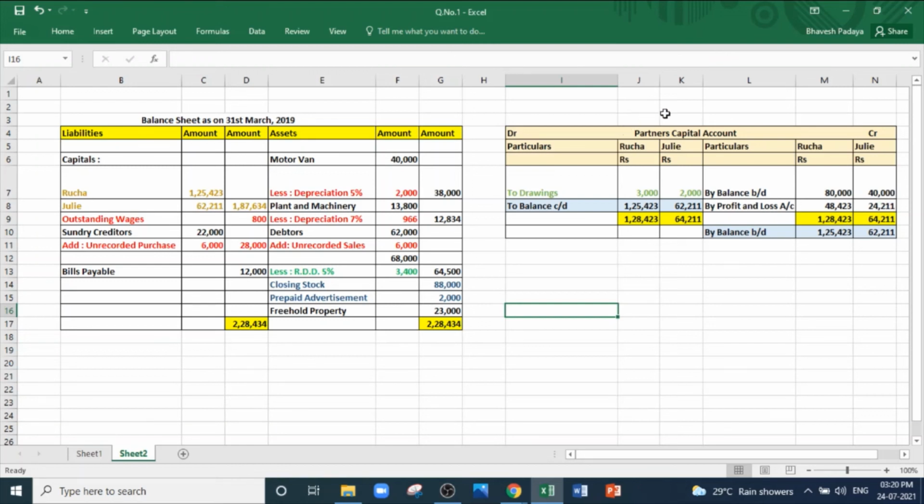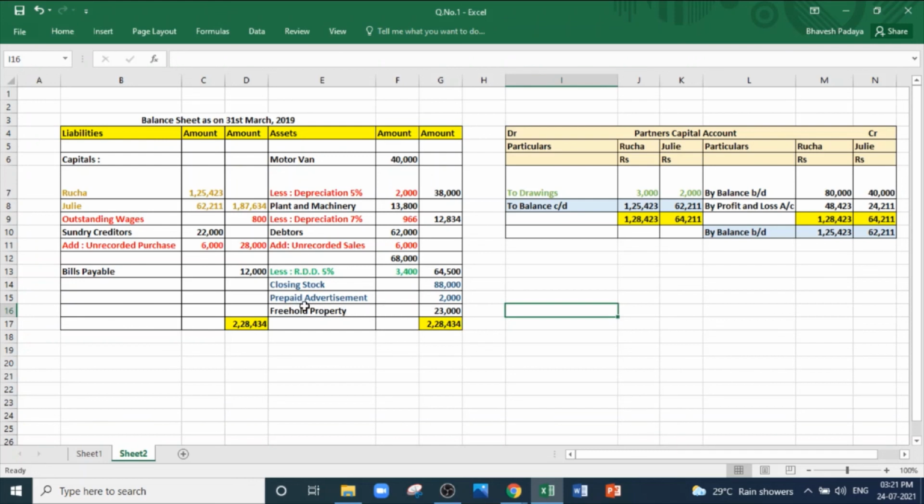Now you will close the capital account. Similarly, like we did for trading and P&L, total the credit side and subtract the debit side. The balance will be balance carried down, which will be carried forward the next year. This amount you have to put 1,25,423 of Rucha and 62,211 of Julie. These amounts you have to put in the balance sheet liability side under the heading capitals. Total the capital. Now the balance sheet is complete.